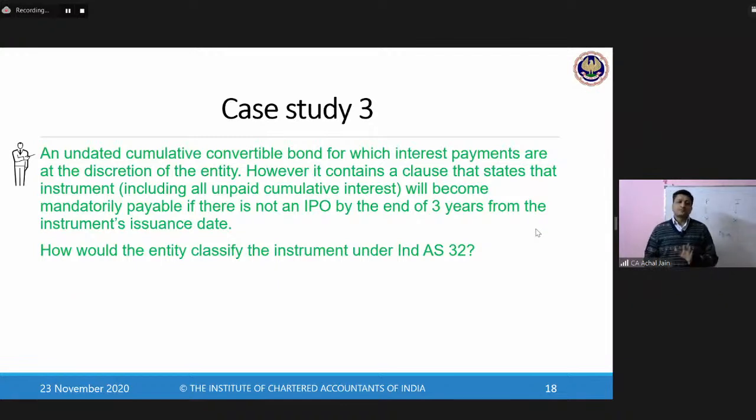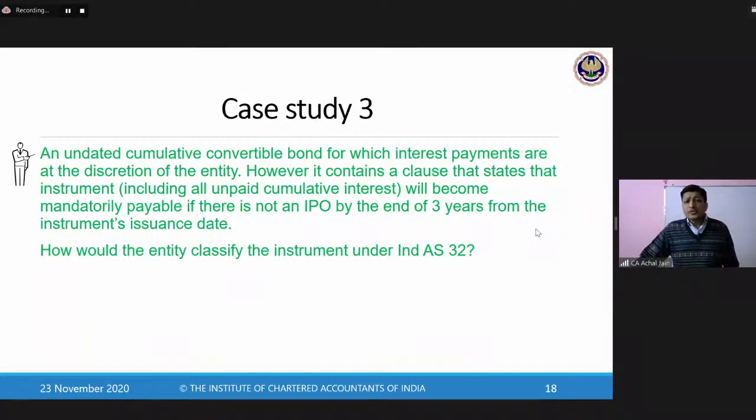All right. An undated cumulative convertible bond for which interest payments are at the discretion of the entity contains a clause that states that the instrument, including all unpaid cumulative interest, will become mandatorily payable if there is not an IPO by the end of 3 years from the instrument's issuance date.